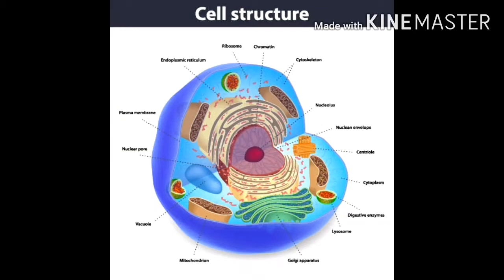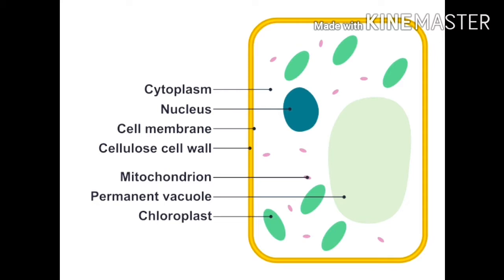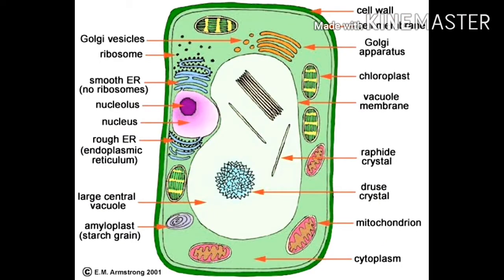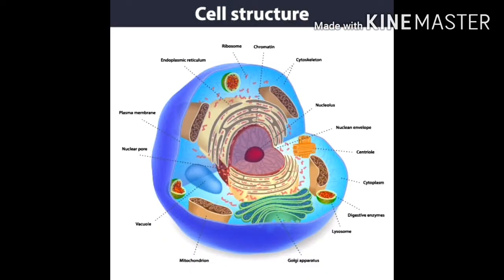Hello student, today we are going to start with a new chapter, that is chapter number 7, cell structure and its function. Before going through this chapter, as you all know, what is a cell and what are the different types of cells: plant cells and animal cells, prokaryotic and eukaryotic cells, which you have learned in your previous classes also.